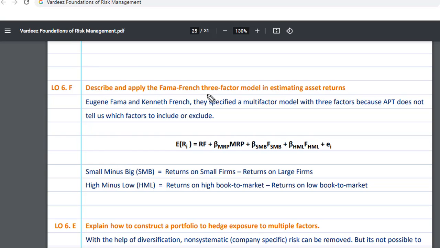All right, moving on to the next learning objective: describe and apply the Fama-French three-factor model in estimating asset returns. So far, APT doesn't tell us which factors to use.